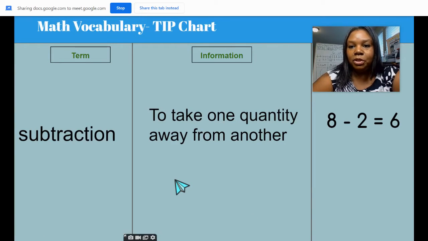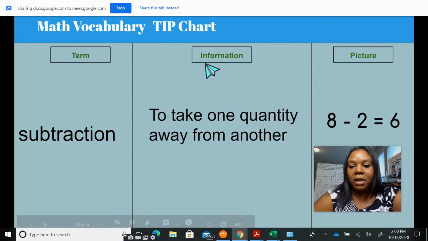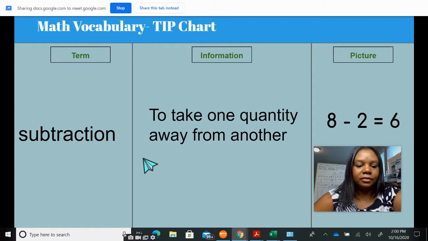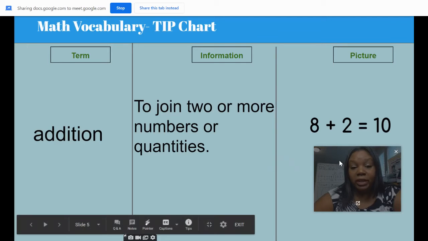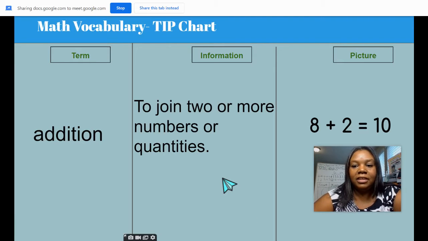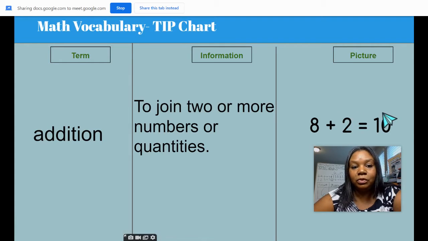Our math vocabulary tip chart for today: our term is subtraction, and the information is to take one quantity away from another. Our picture is 8 minus 2 equals 6, or 8 subtract 2 equals 6. Our next term was addition, to join 2 or more numbers or quantities. In this picture, we have a new symbol, the plus sign. 8 plus 2 equals 10, or 8 add 2 equals 10.